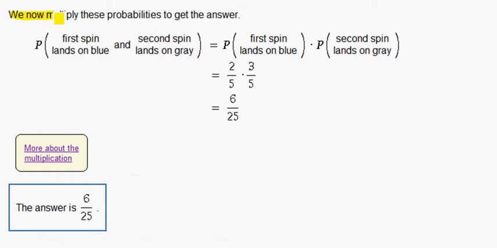We now multiply these probabilities to get the answer. So we have the probability that the first spin lands on blue, which is 2 out of 5, times the probability that the second spin lands on gray, which is 3 out of 5. So we get 2 times 3, which is 6, over 5 times 5, which is 25. So the answer is 6 out of 25.